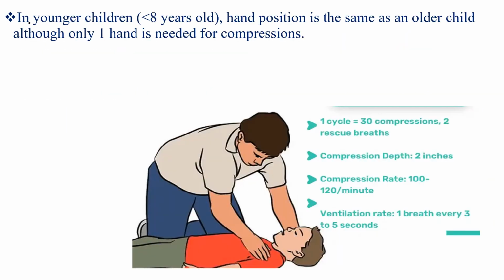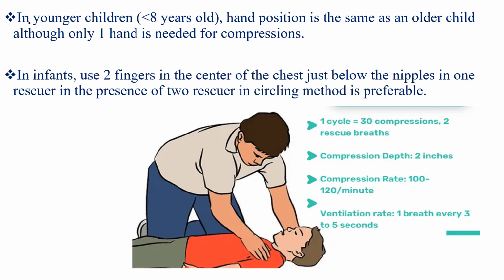In young children, hand position is the same as in older children, although only one hand is needed for compression. In infants, use 2 fingers in the center of the chest below the nipples for one rescuer. In the presence of 2 rescuers, the encircling method is preferable. Then allow the chest to return to its normal position after each compression. And if you have been trained in CPR, you can also give rescue breaths after every 30 chest compressions. So continue with cycles of 30 chest compressions and 2 rescue breaths until the person begins to recover or emergency help arrives.